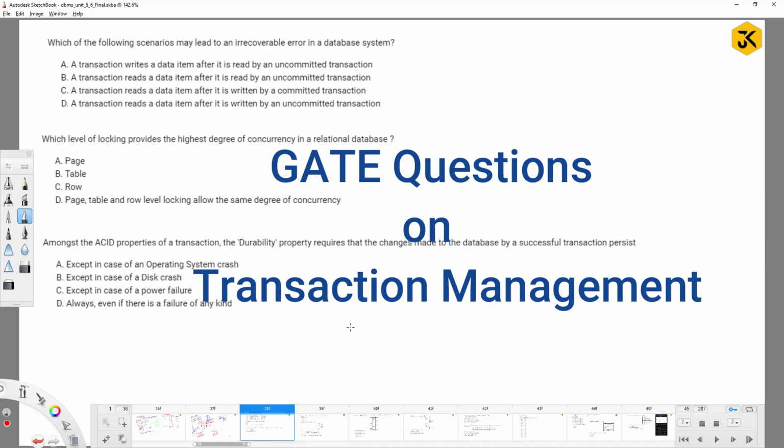Let's start with the first question. Which of the following scenarios may lead to an irrecoverable error in a database system?